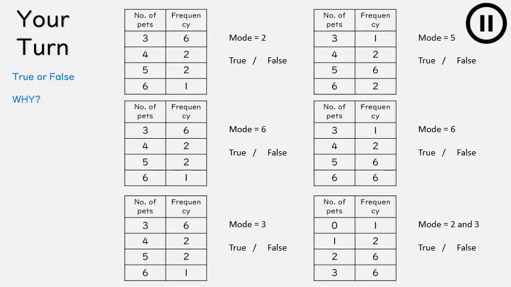Okay, so it's your turn now. You've got 6 different tables there. Go through each one. It says what the mode they think it is, and you've got to say whether that is true or false. For each of them, instead of just putting true or false, try and think of the reason why it's true and why it's false. So pause the video now and have a go at that.